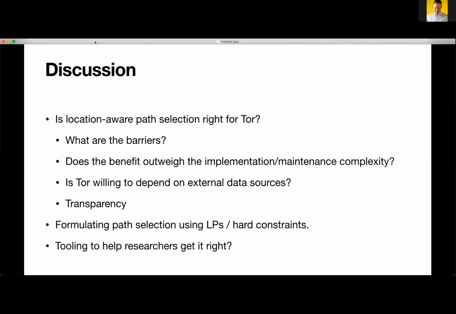Also, there might be some interest in using linear programs or optimization frameworks to formulate Tor's path selection today. And then, yeah, these things are hard to get right. So if there's other tools we could use or design to help researchers get these problems right, I'd love to have that discussion. So thanks for your time, and that's what I've got.